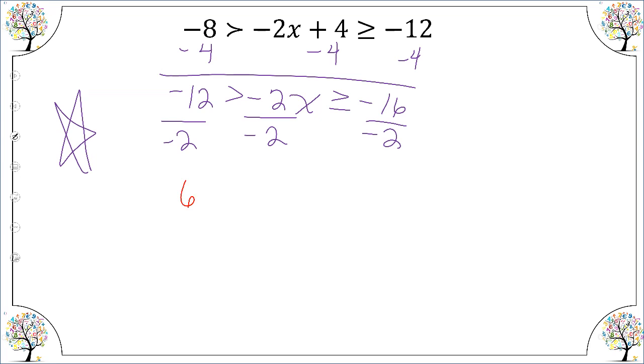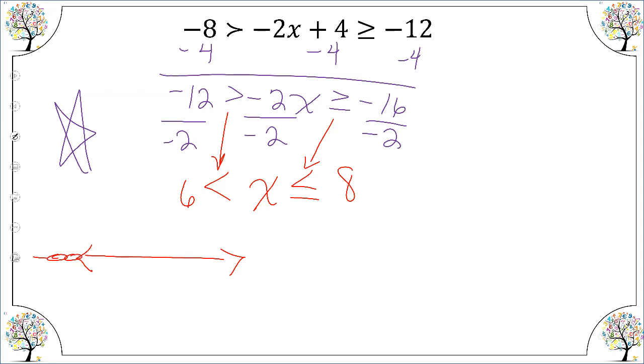So this gives me positive 6. I have to reverse the inequality because I divided by a negative. Reverse this inequality because I divided by a negative. So let's graph this. So x can be greater than 6, but less than or equal to 8. So there is my solution set.